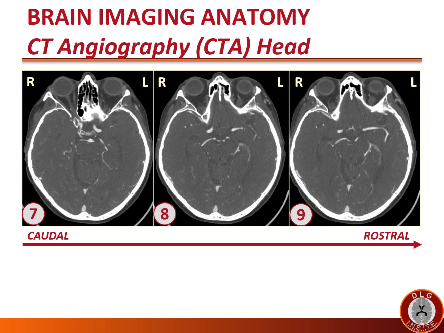These three CTA head images are more rostral even than the previous three images. Without the help of labels, are you able to identify the main arteries? Are you able to identify the arteries with labels?